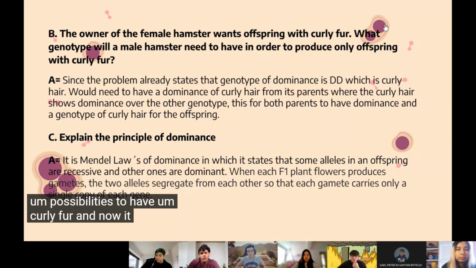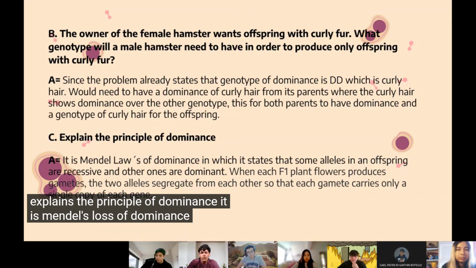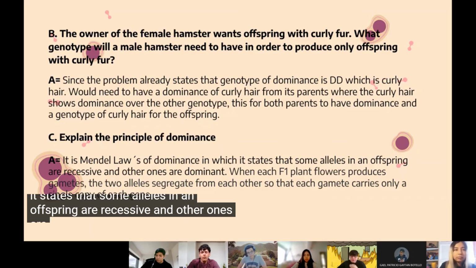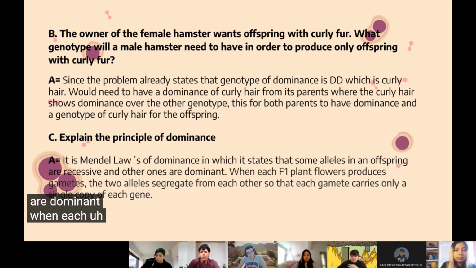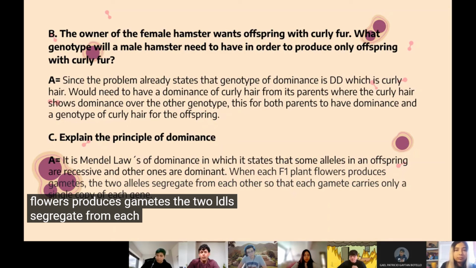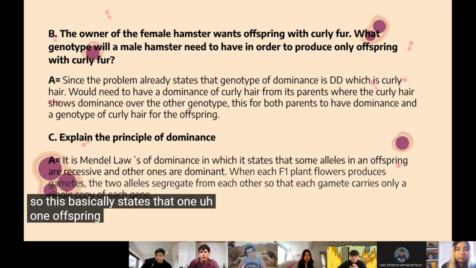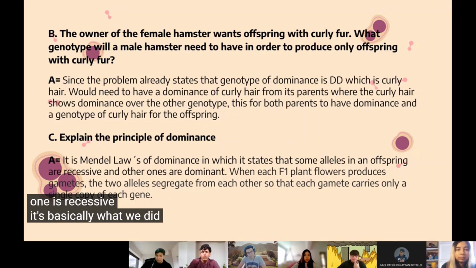And now explain the principle of dominance. It is Mendel's law of dominance, which states that some alleles in an offspring are recessive and other ones are dominant. When each first generation plant flower produces gametes, the 2 alleles segregate from each other so that each gamete carries only a single copy of each gene. So this basically states that one allele is dominant and another one is recessive. It's basically what we did on the Punnett square.